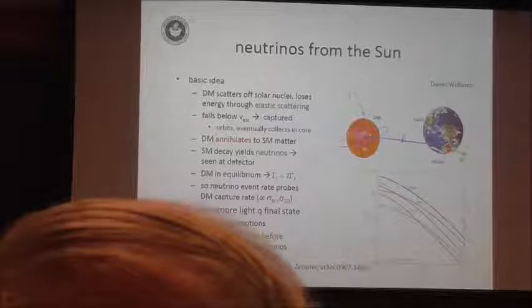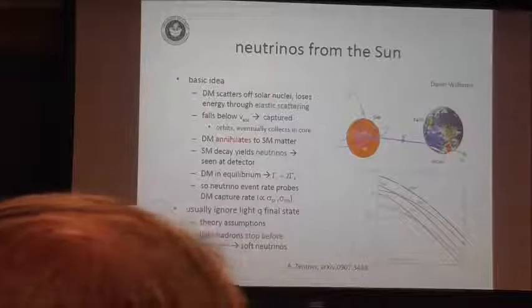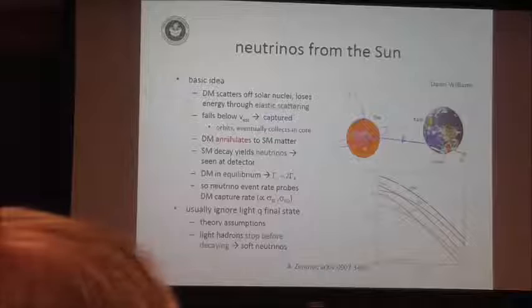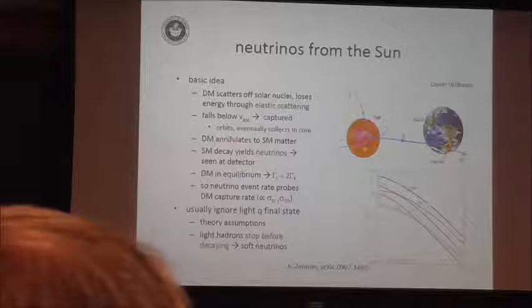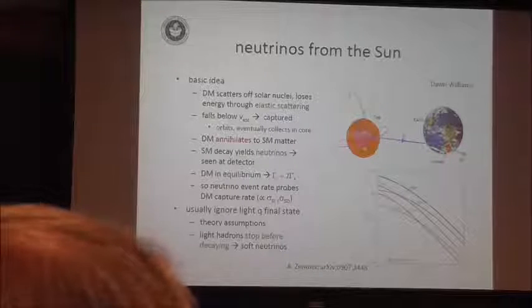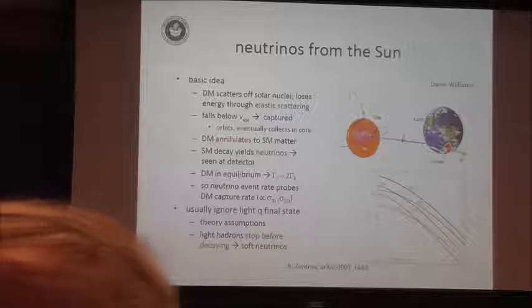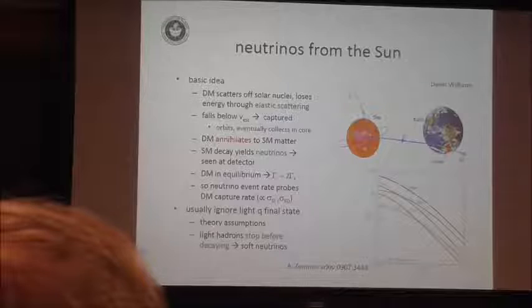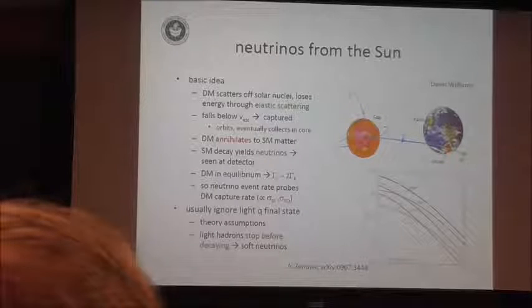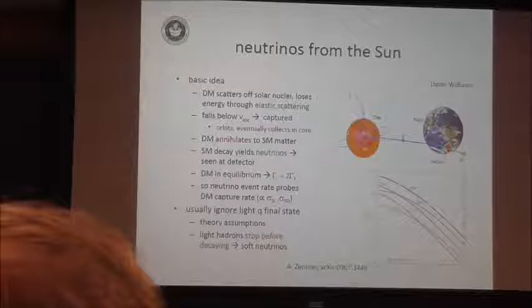Now, usually in this kind of analysis, you ignore dark matter annihilation to light final state quarks. You look for dark matter annihilation from harder channels. There are a couple of reasons for that. One is theory assumptions on what kind of dark matter annihilation models we expect. Another is the fact that these light hadrons, when they decay at rest, are going to produce soft neutrinos. But I'm going to go through these one at a time and see what are the ways we can get around these issues.